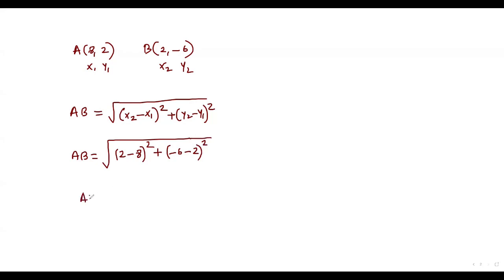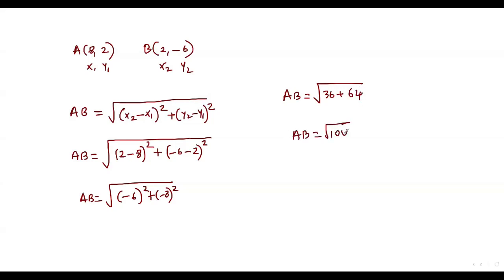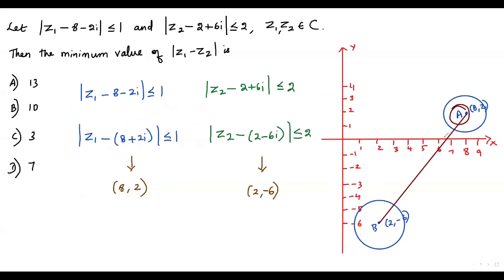Then we get AB equals the square root of (2 - 8), which is -6, so (-6) the whole square, and here -6 - 2 becomes -8, so (-8) the whole square. Then AB equals the square root of: (-6) the whole square is 36, and (-8) the whole square is 64. Then AB equals the square root of 100, and the square root of 100 is just 10. Now I got the distance between the 2 points A and B, that is 10. So the length of this line segment AB is 10 units.